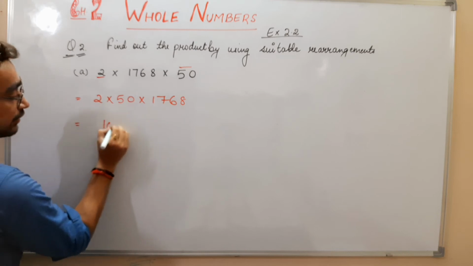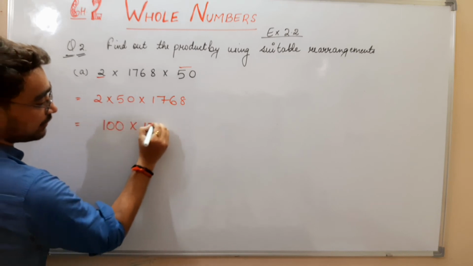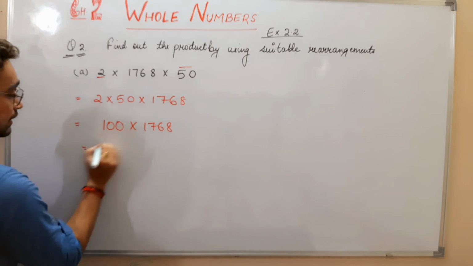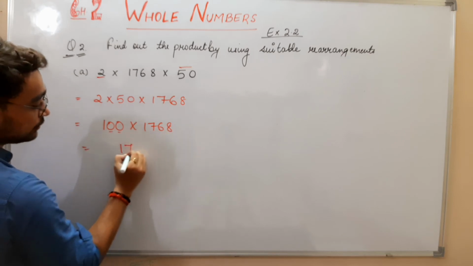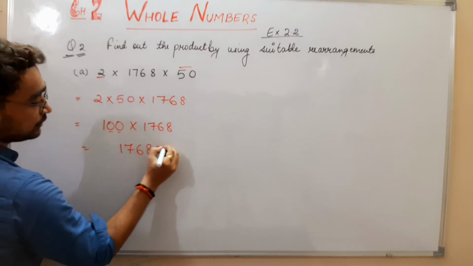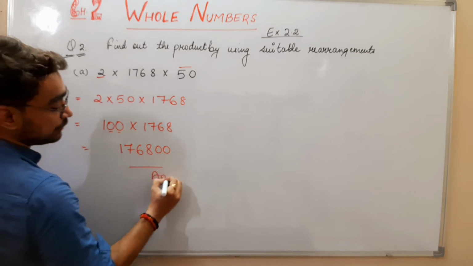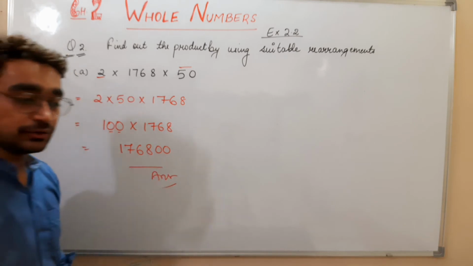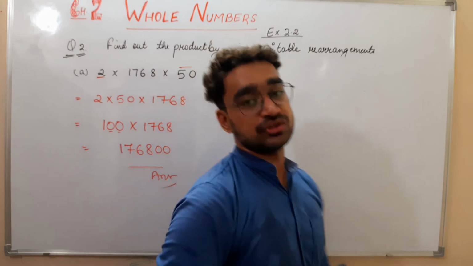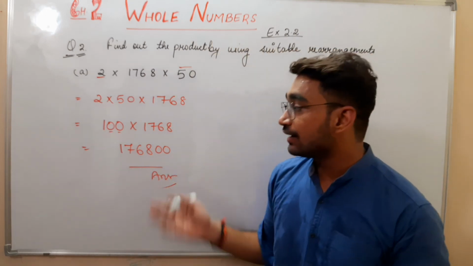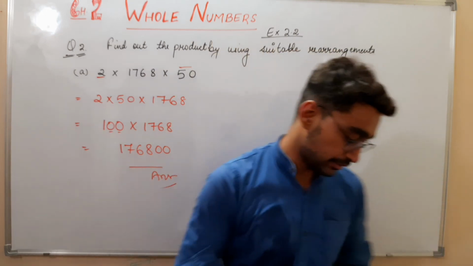Everyone knows that it is 100 into 1768. Then if 2 zeros are coming here, just put the 2 zeros here. 0, 0. This will be my answer. See, without doing anything, without taking too much time, without even that much effort, we are getting the answer. So this is easier, right?